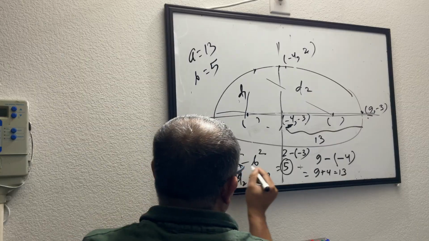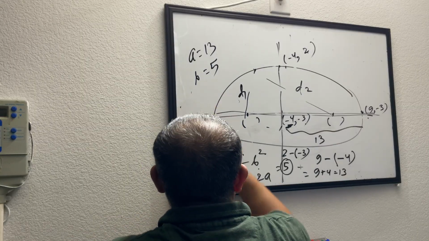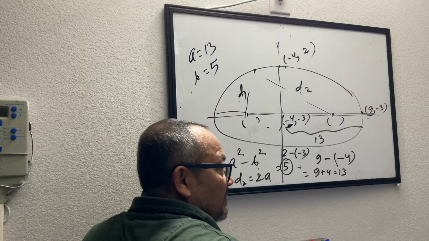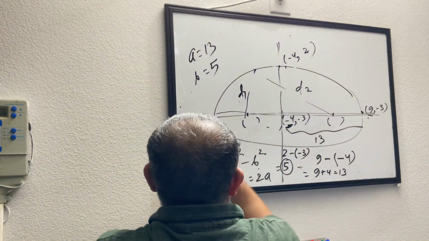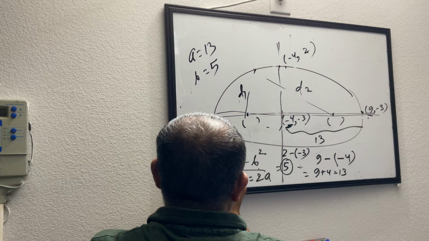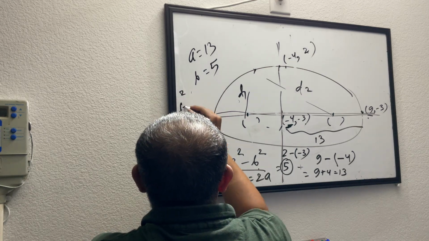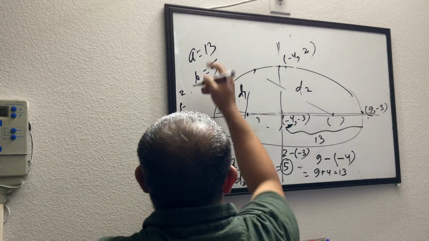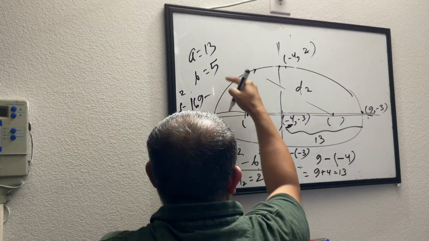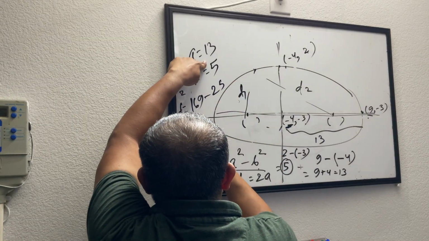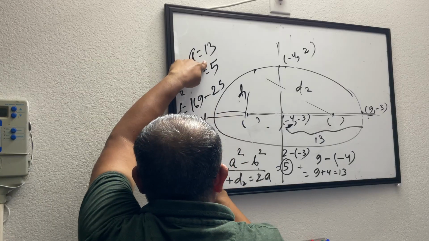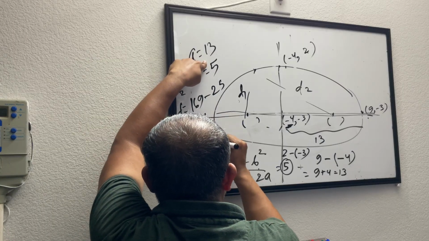F square will be a square minus b square. And if you know the Pythagorean triplets, 5, 12 and 13 is one of the triplets. But if you don't want to recall that, just put it here. So focal length f square will be equal to a square, 13 square is 169, minus b square, 5 square is 25. So f square is equal to 144. That means f is equal to square root of 144, which is 12.